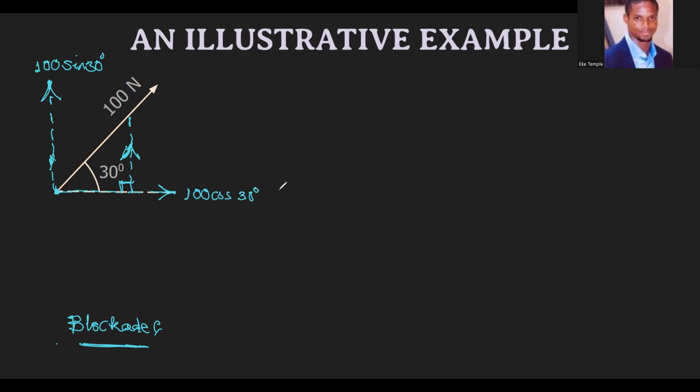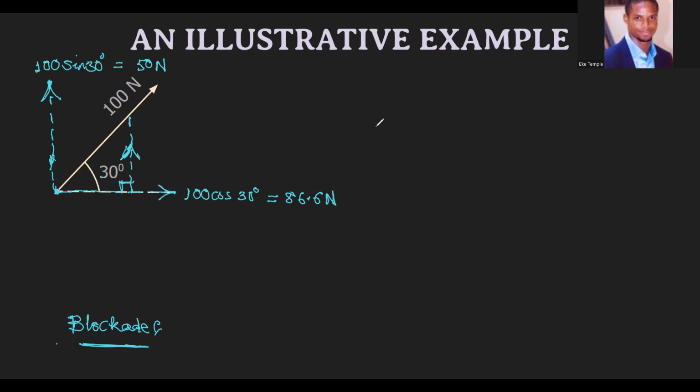Now, with the calculator, we can know the value. Sine of 30 is half, 0.5. 100 times 0.5 will give us 50 newtons. Cos 30 is 0.8660, and therefore 100 times 0.8660 will give us 86.6 newtons. Mission completed.